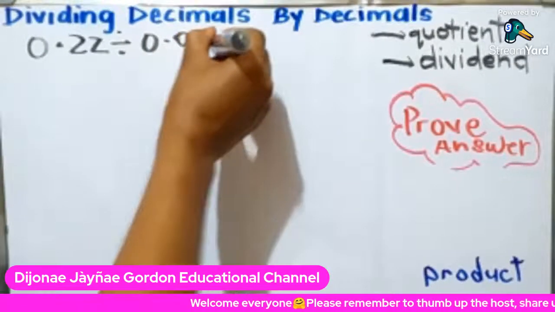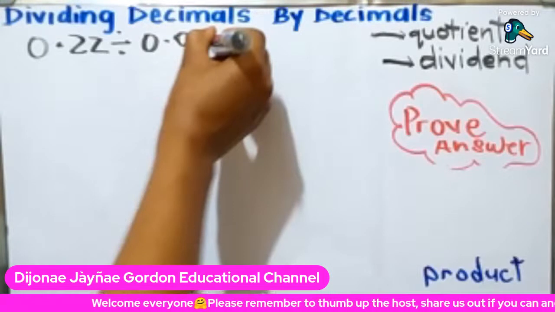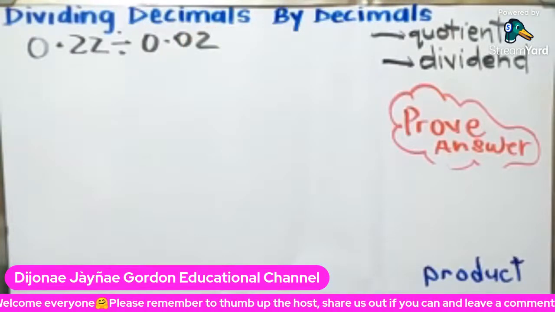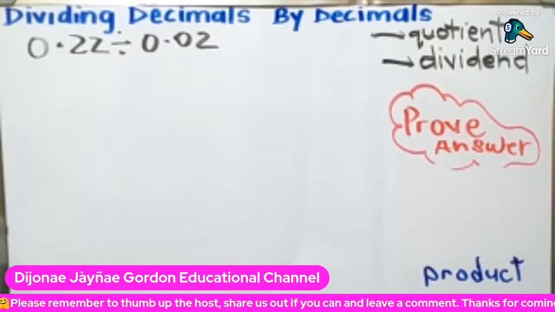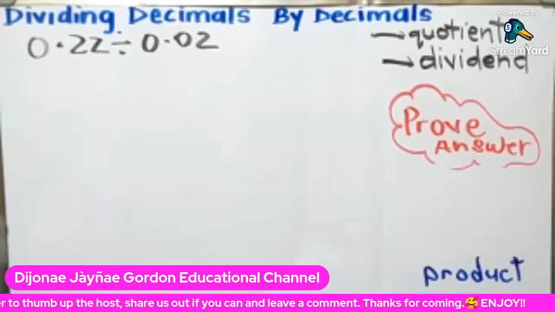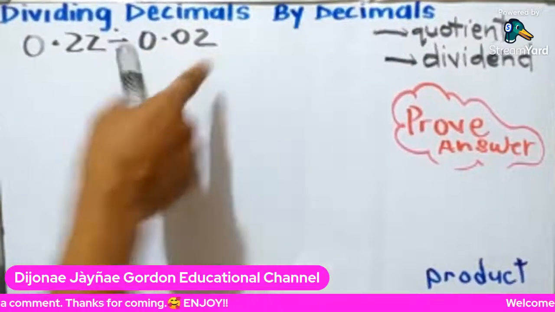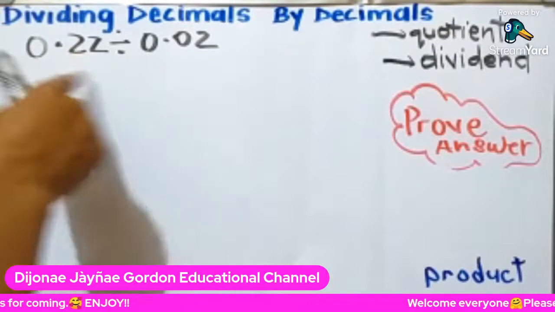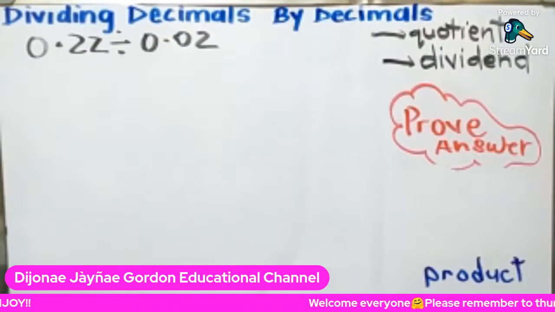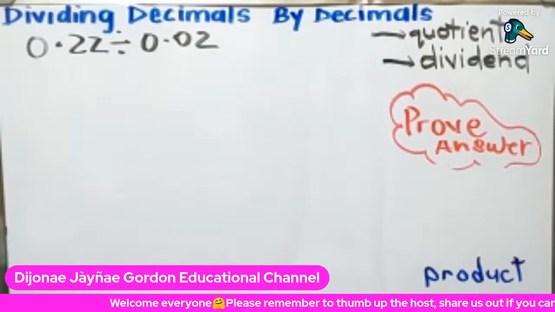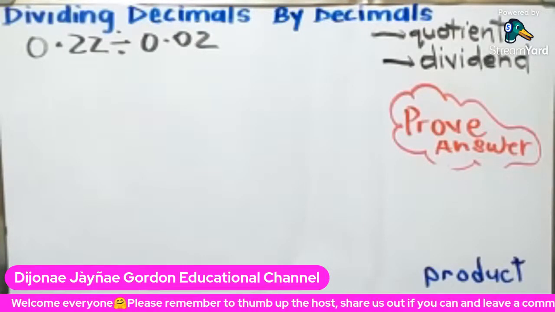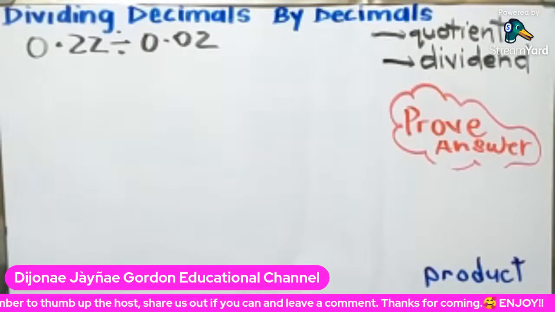All right. Remember now we are dividing decimals by decimal. So the next thing we are going to do is identify our divisor. In this problem, our divisor is 0.02 and 0.22 is our dividend. Whatever we do to our divisor, we have to do the same thing to our dividend.